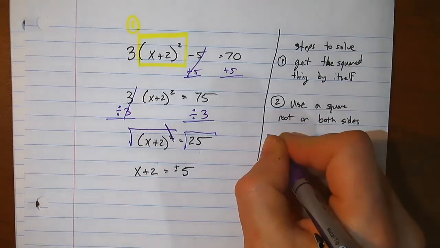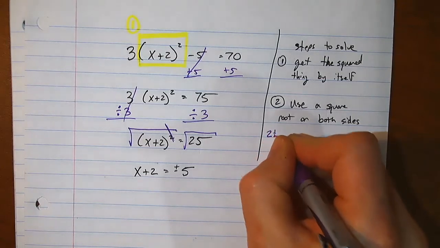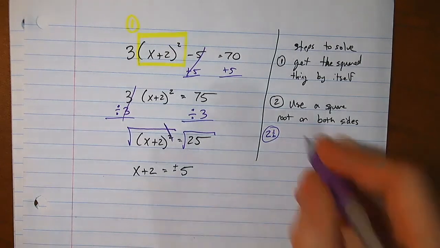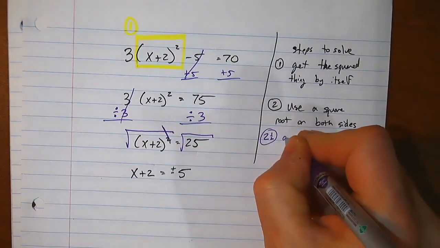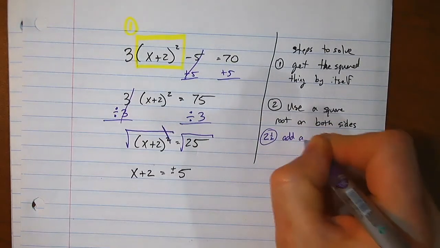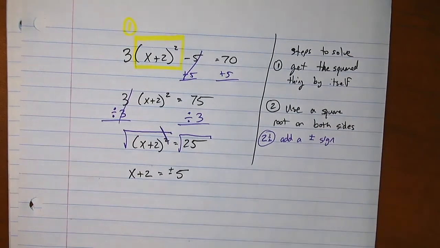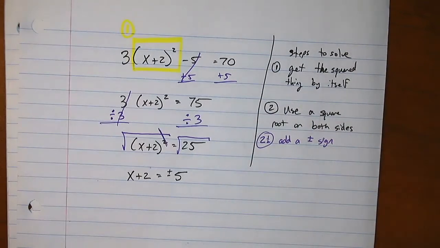I'm going to call this like step 2.5. Okay, this isn't really a step, but I want to make sure that we don't forget it, right? Put in a plus or minus sign. Make sure you've got that there so that you don't forget about that.